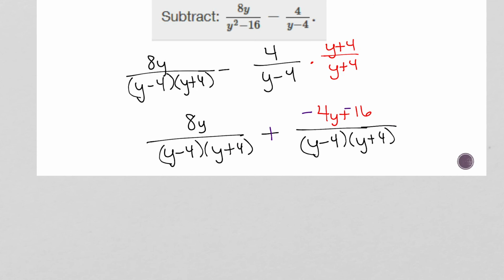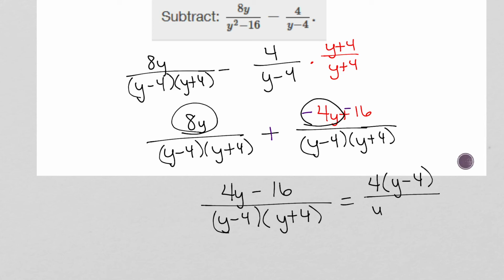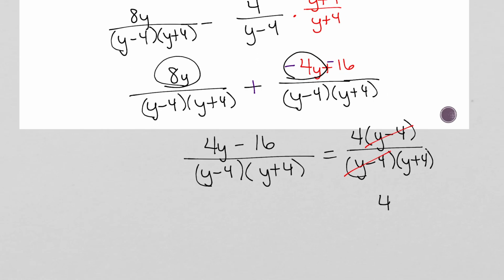Okay, so now let's combine our like terms in the numerator. I've got like terms here and here. So that becomes 4y minus 16 in the numerator. Let's factor our numerator. I can factor out a 4. Ooh, look at that. That helps. And now I can cancel out my like factors. And I'm left with just 4 in the numerator and y plus 4 in the denominator.